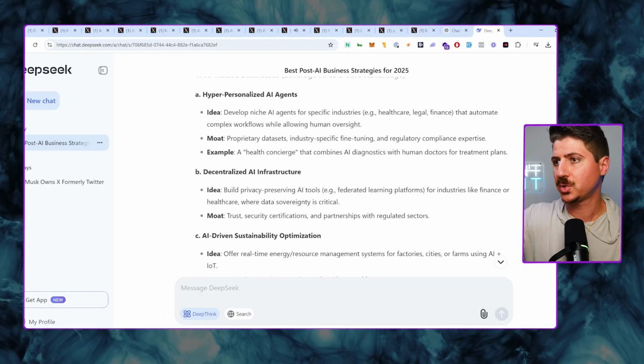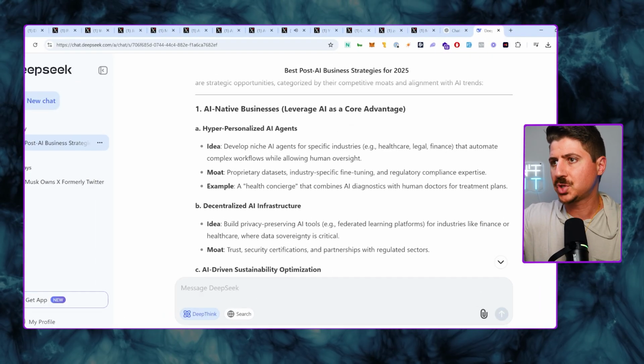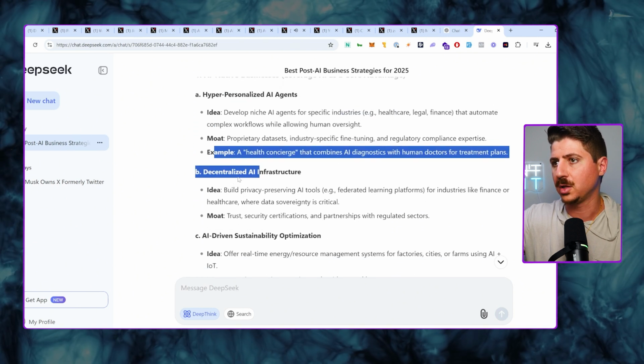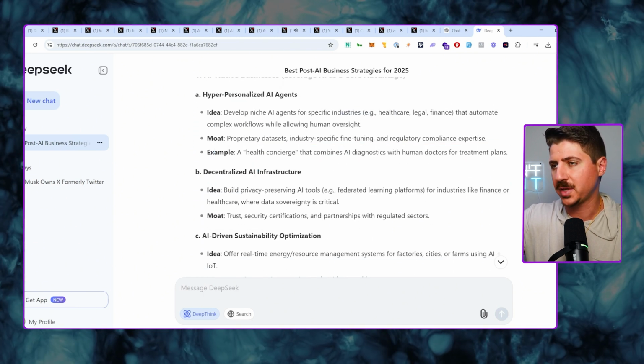So some of the other ideas were decentralized AI infrastructure. And what's cool about this, it gives you the idea, it gives you the moat, and then it gives you an example. It doesn't give the example for all of these, but it gives you the idea and the moat, which I think is important.